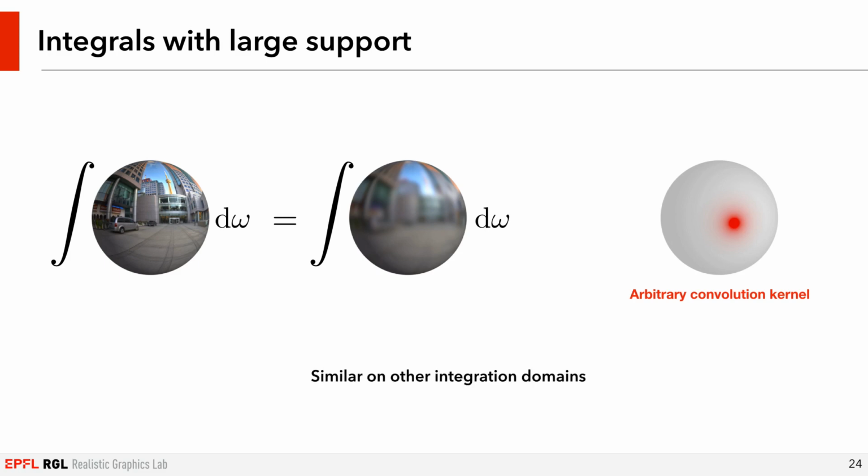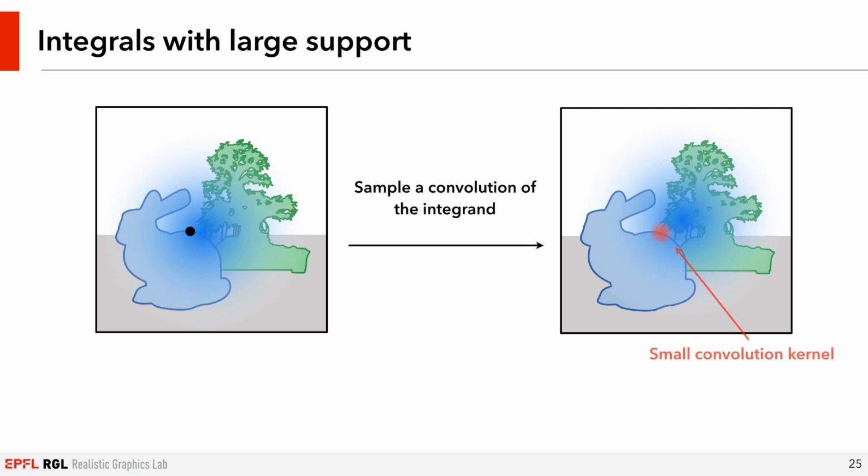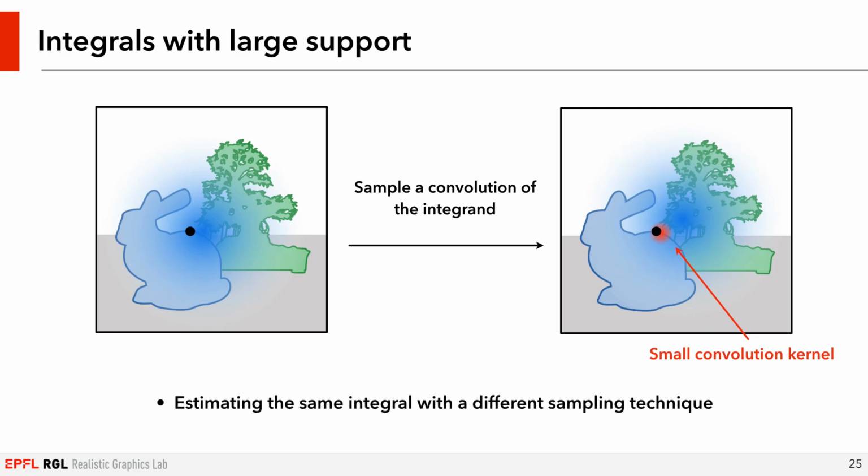Using this idea, instead of sampling directly integrals with a large support, we sample a convolution of the integrand, which is itself an integral, and we can choose arbitrarily the size of the convolution kernel. So the trick is to apply our changes of variables to the convolution integral in red and not to the primary integral in blue. Note that we are estimating exactly the same integral, but we sample it in a way that's more convenient for our problem.